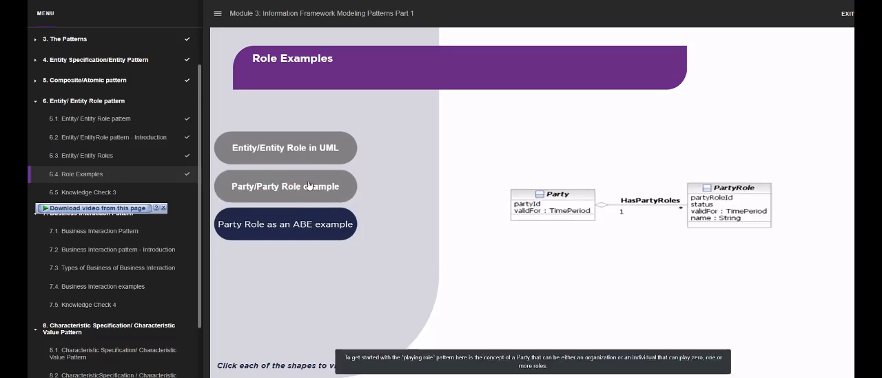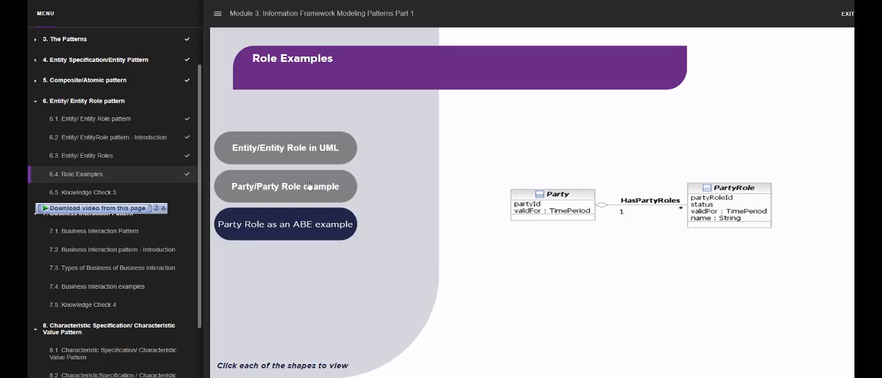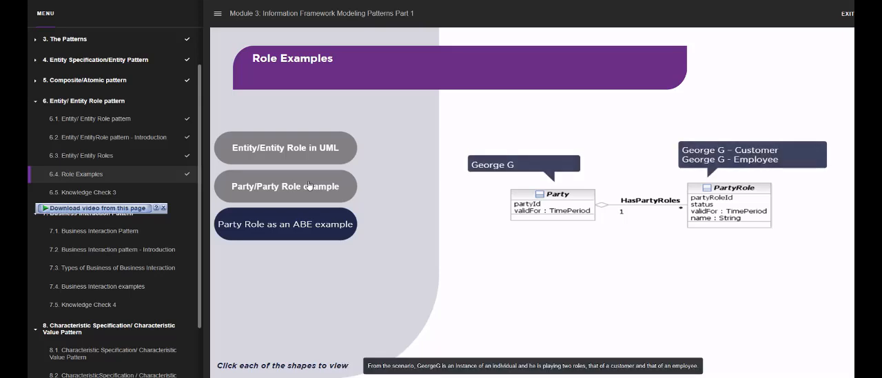To get started with the playing role pattern, here is the concept of a party that can either be an organisation or an individual that can play 0, 1 or more roles. From the scenario, George G is an instance of an individual and he is playing two roles, that of a customer and that of an employee. Next, we'll look at one example of the roles that a party can play.